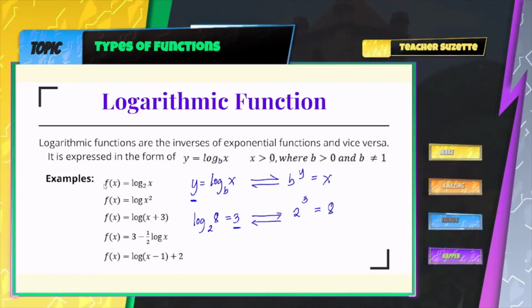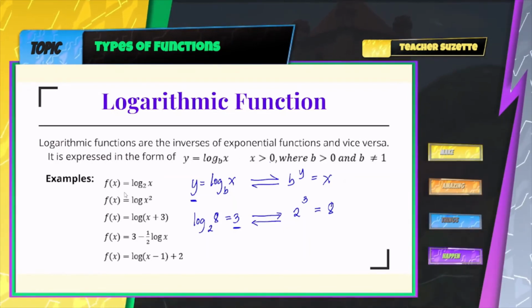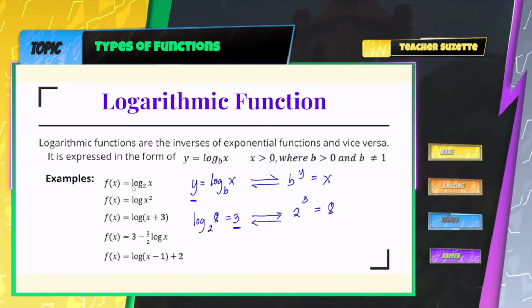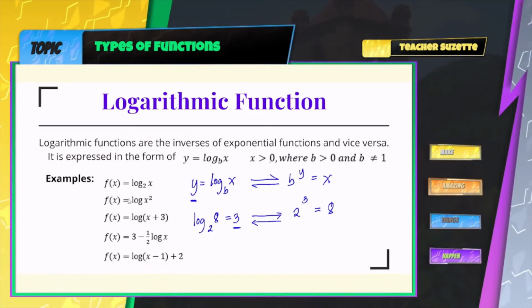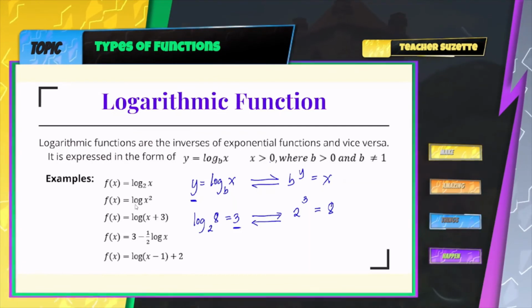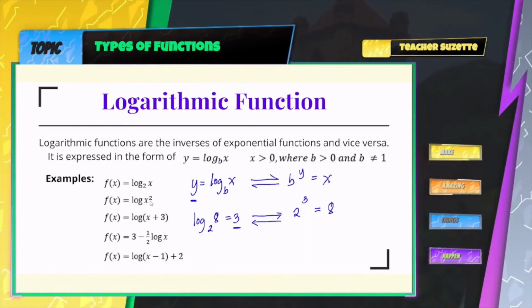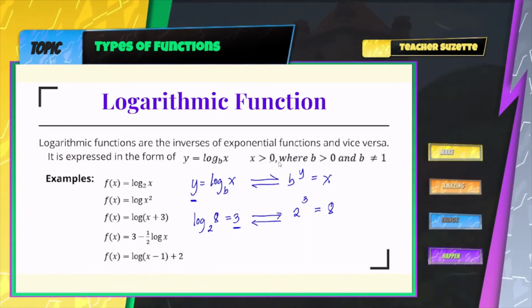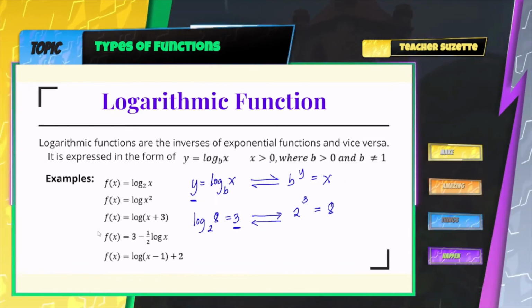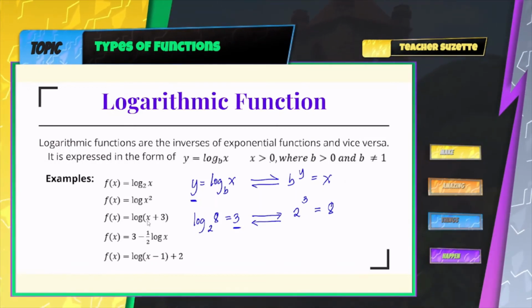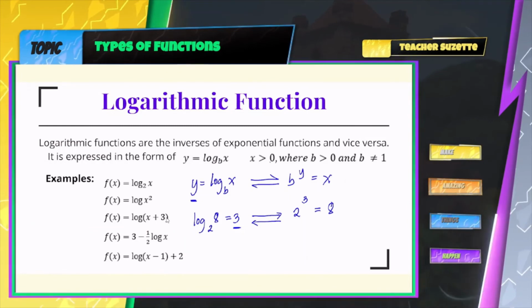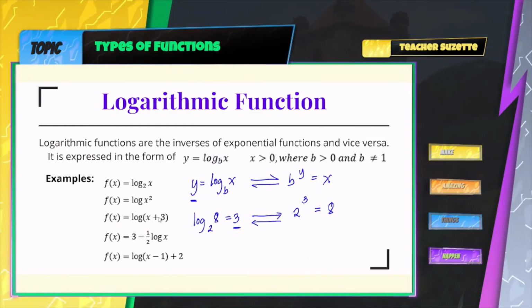So, these are our examples for logarithmic functions. You have f of x is equal to the logarithm of x base 2. Then, we have f of x is equal to the logarithm of x squared. Again, x should not be equal to 0. Then, we have the logarithm of x plus 3. Still, that is a logarithmic function.